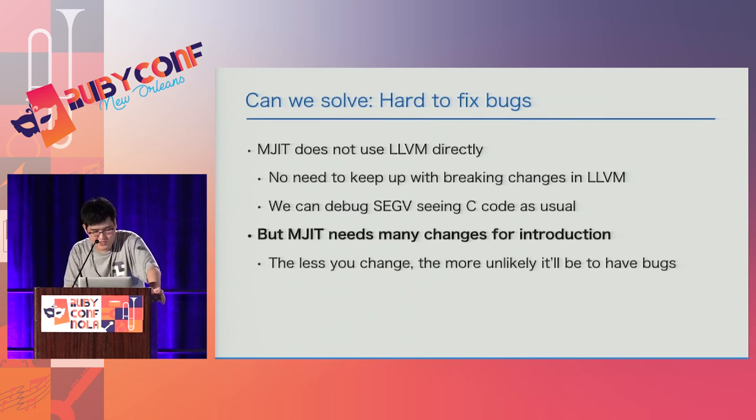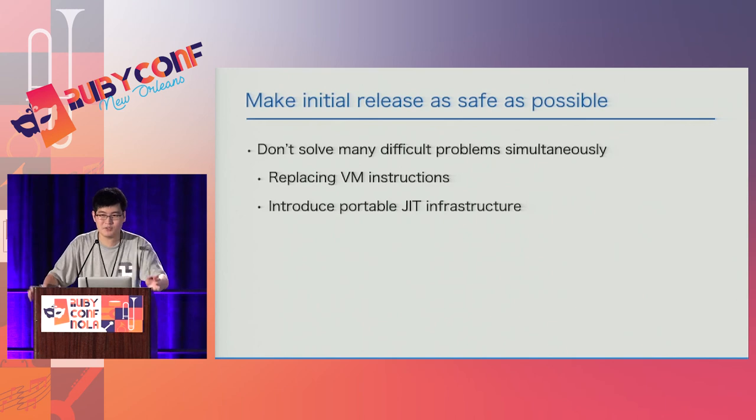But MJIT needs many changes for interaction. And the very normal thing is that the less you change, the less likely it will have bugs. So I want to reduce the changes. I want to say in this talk, make the initial release as safe as possible, because we are using Ruby in production, and my application in my company is very serious. I want to make it very stable. So I don't want to introduce breaking changes to Ruby, and we shouldn't solve many difficult problems at the same time.